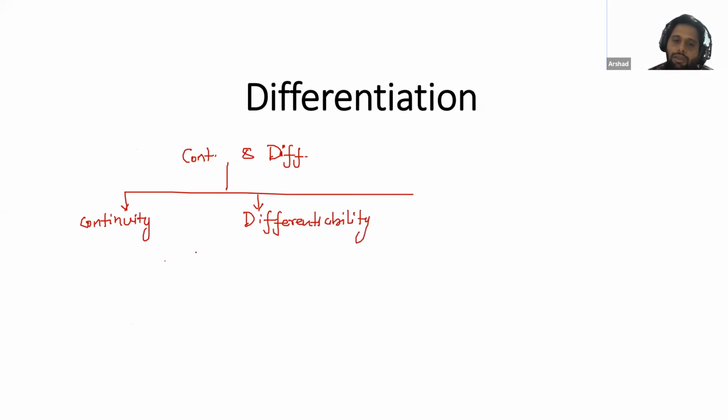Now, what is continuity? In continuity, we check whether a function is continuous or not. That means if you are drawing the graph of the function and you can complete the graph without lifting the pen, then it is continuous. We will discuss this later on. Then you have differentiability, where you will check whether the function is differentiable or not.